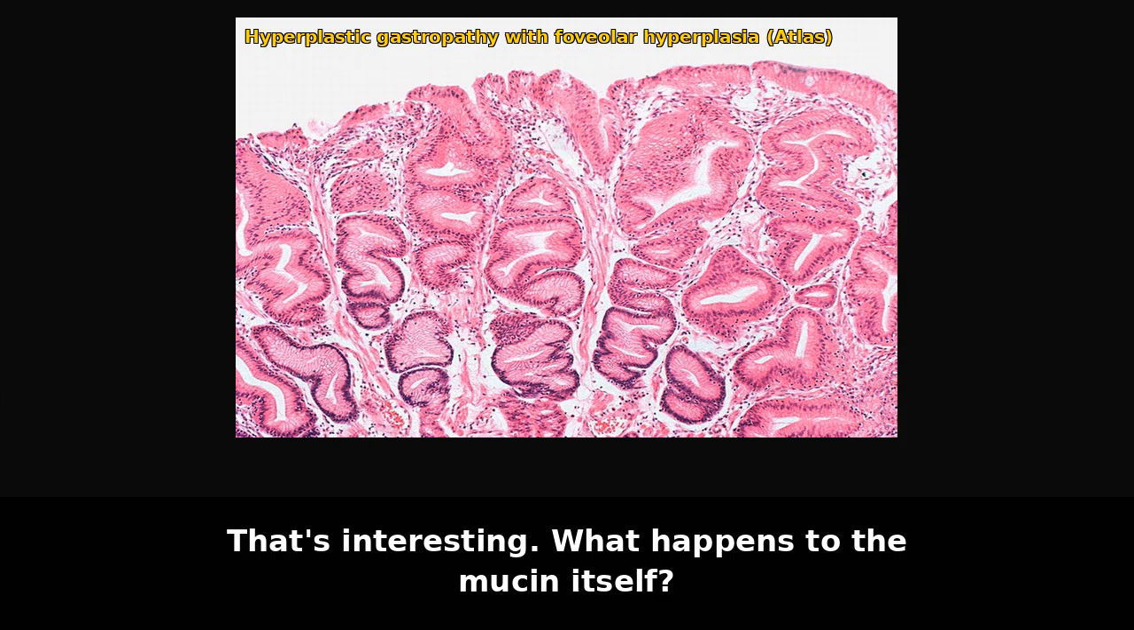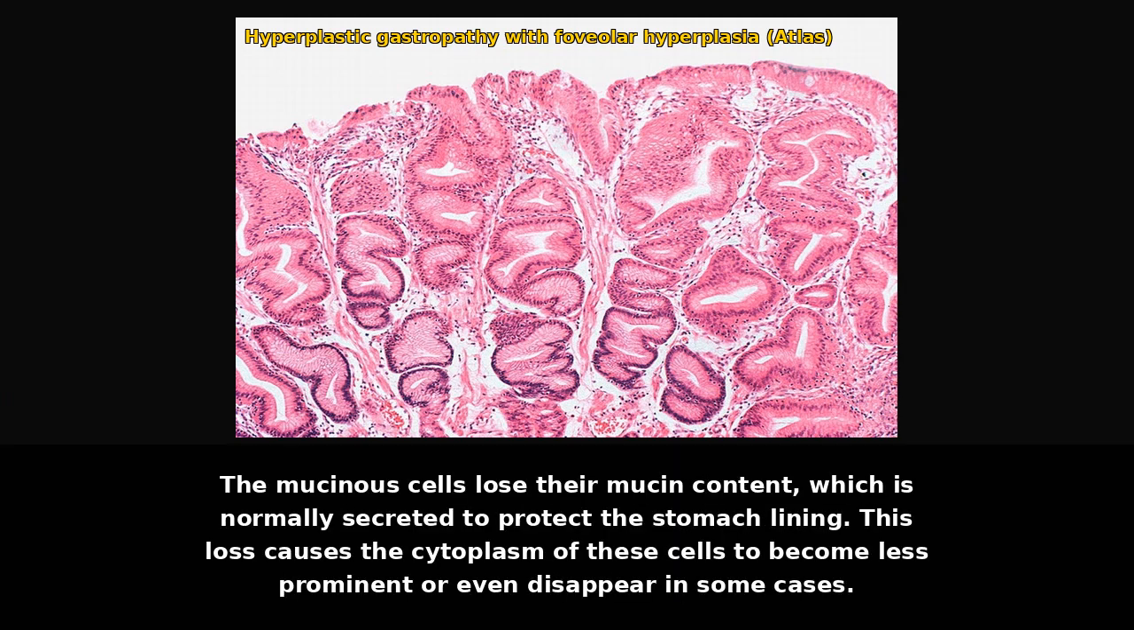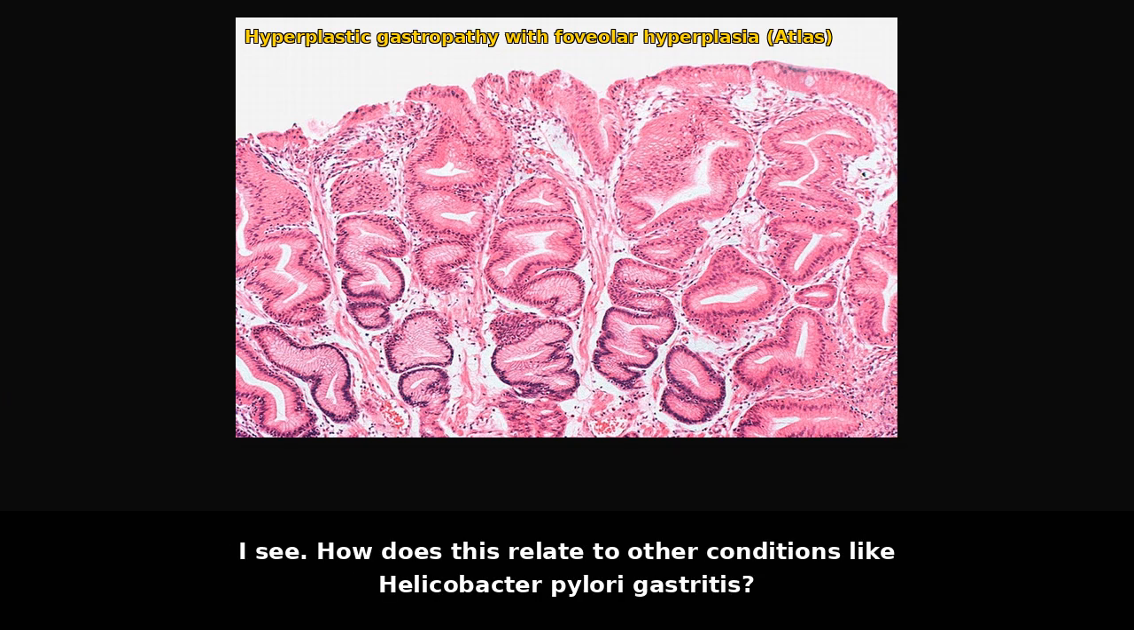That's interesting. What happens to the mucin itself? The mucinous cells lose their mucin content, which is normally secreted to protect the stomach lining. This loss causes the cytoplasm of these cells to become less prominent or even disappear in some cases. I see. How does this relate to other conditions like Helicobacter pylori gastritis?